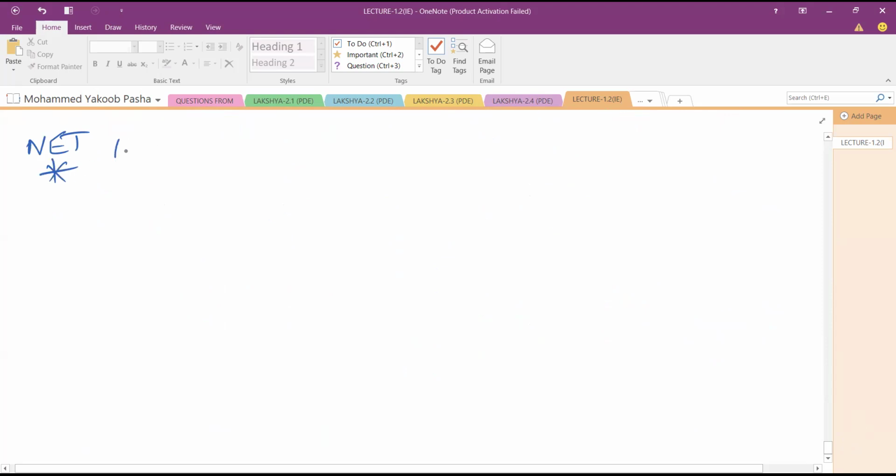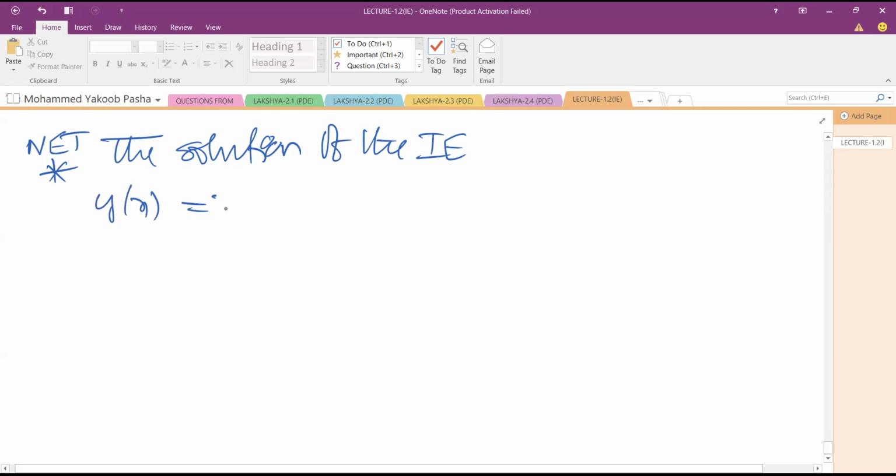The solution of the integral equation y of x is equal to x plus integral 0 to x sin(x minus t) y of t dt.